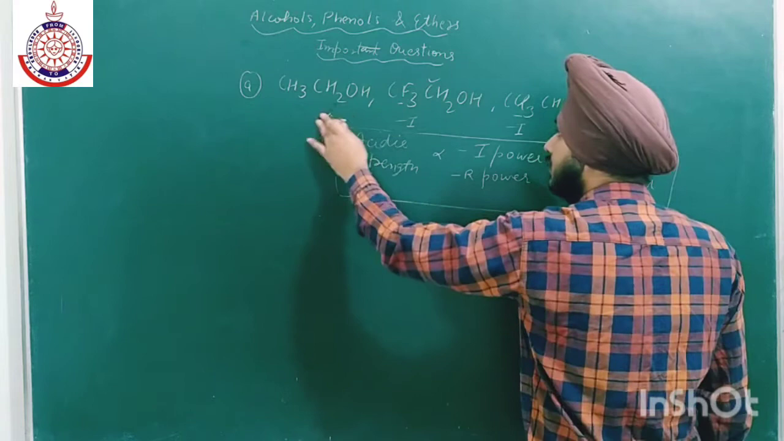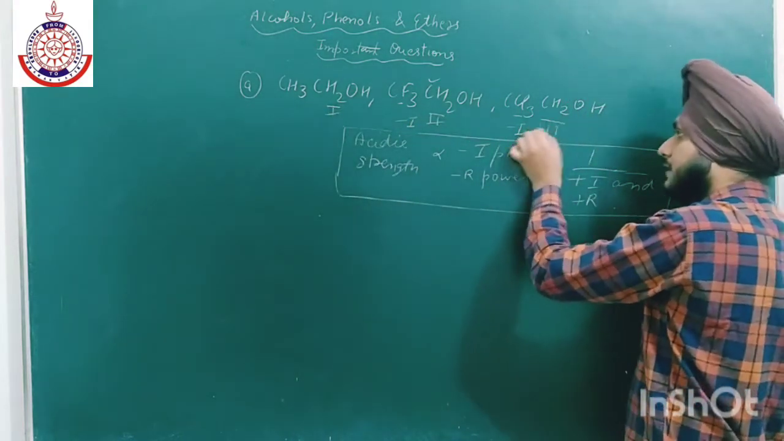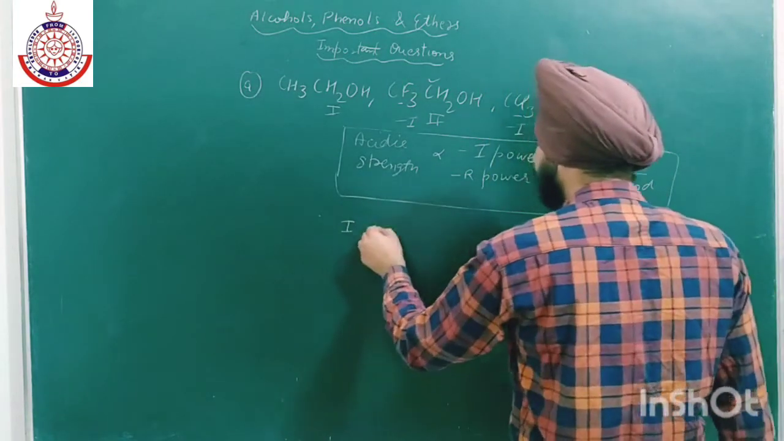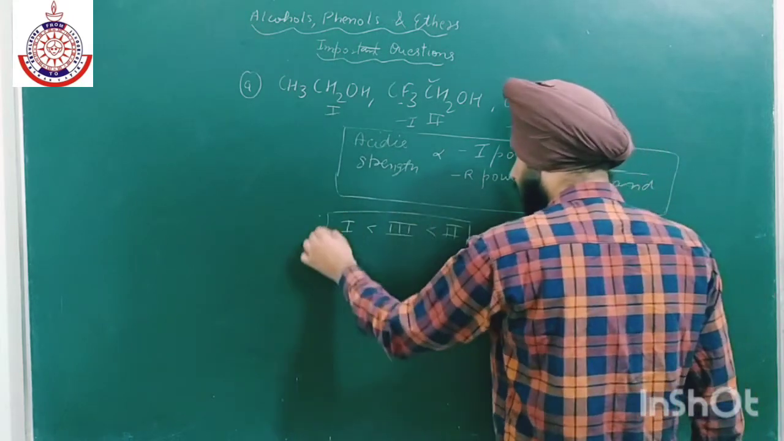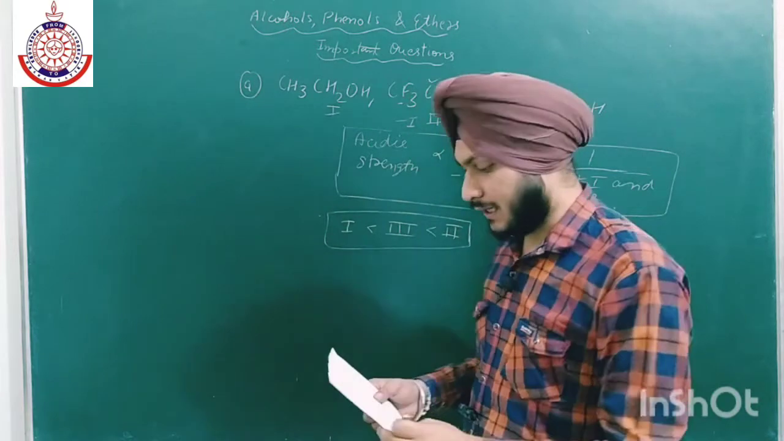So this is 1, this is 2 and this is 3. The increasing order of acidic strength is first, then third, and at last second. Okay, so this is the order for acidic strength. Let us move on to the second part.